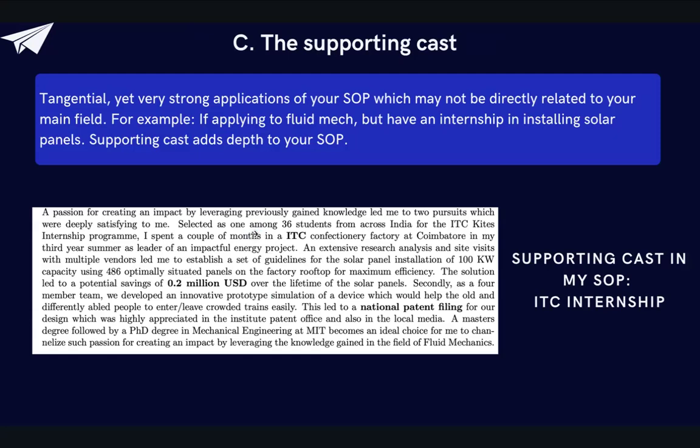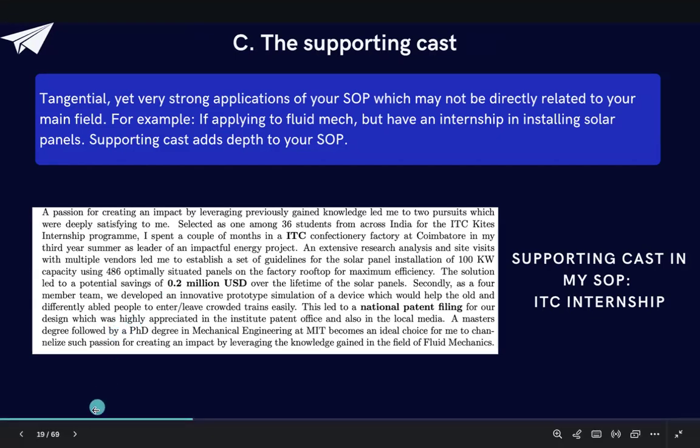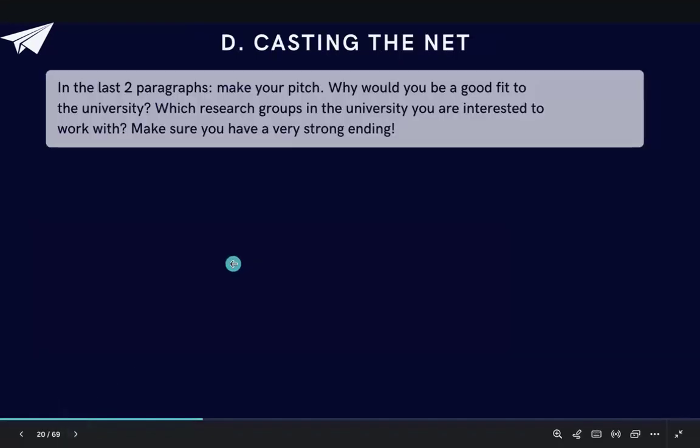So this was not related to the fluid mechanics field, but this is the supporting cast, and he wanted to mention that in the SOP because this is also his achievement, right? This is also something that he had achieved. Now find that supporting cast that you have in your profile and just write it down. Okay, so I would suggest write a point based SOP first and then expand it into these 4 parts. Okay, so this is the supporting cast, and the 4th part is casting the net.